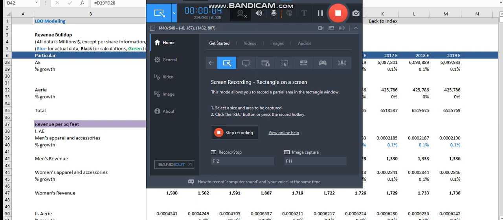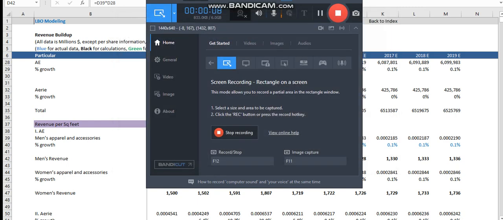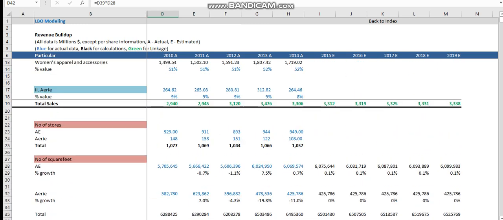So in this video we are going to discuss the financial model. In the prior video we discussed a number of the financial parameters of a company, and in this video we are going to discuss the revenue build-up of a company.